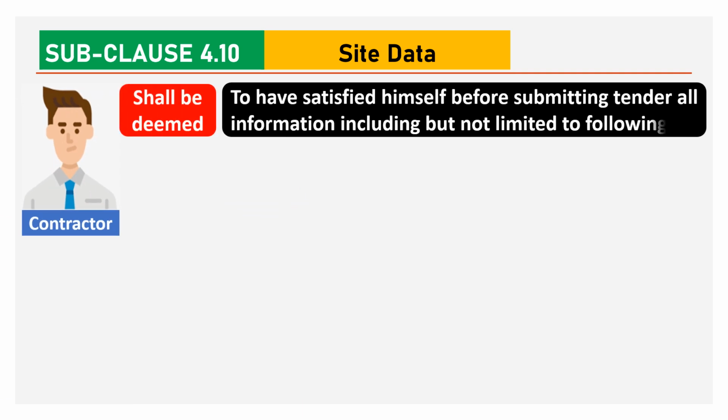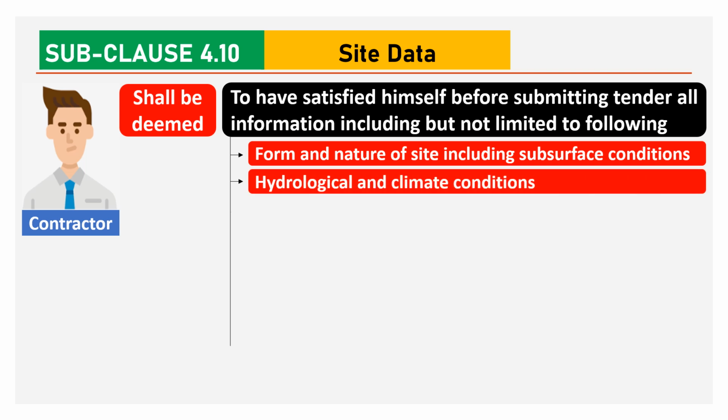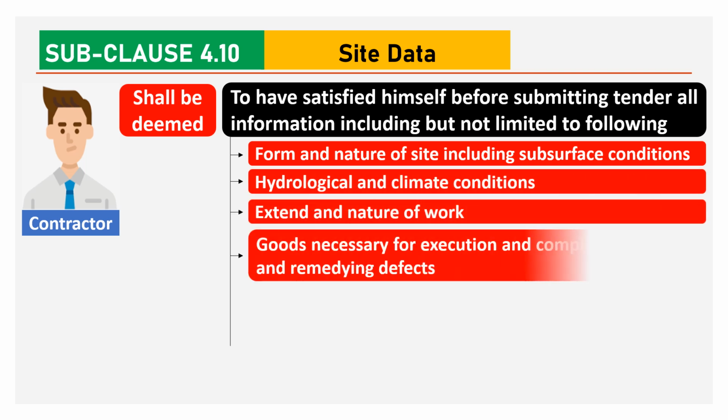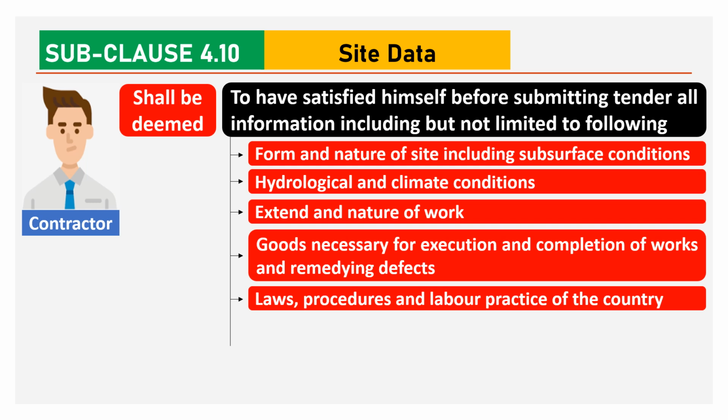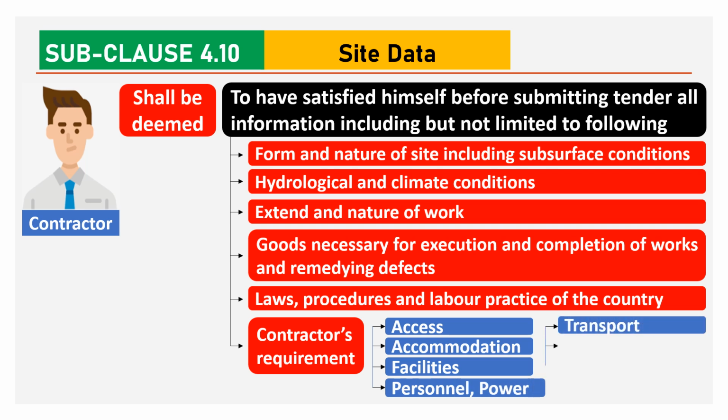The contractor shall also be deemed to have satisfied himself before submitting the tender regarding all information, including but not limited to the following: form and nature of the site, including surface conditions, hydrological and climate conditions, extent and nature of work, goods necessary for execution and completion of works and remedying defects, laws, procedures and labor practice of the country, and the contractor's requirements regarding access, accommodation, facilities, personnel, power, transport, water, and other services.